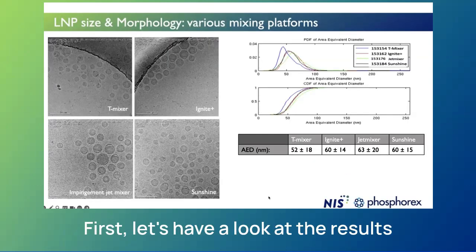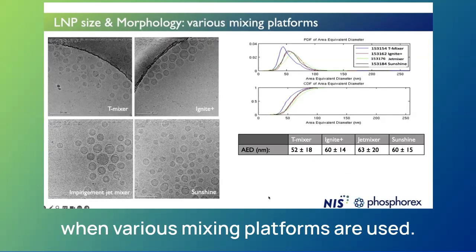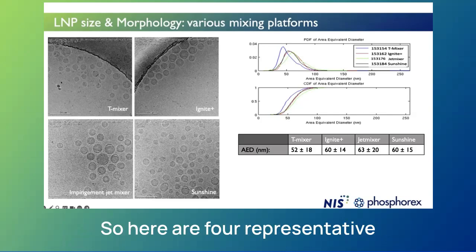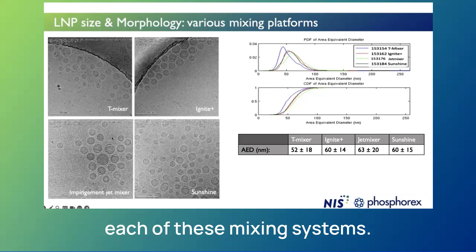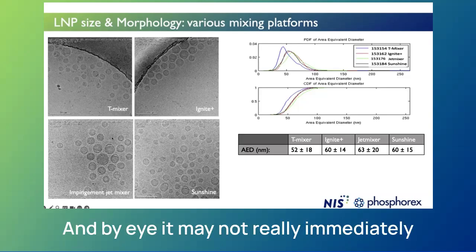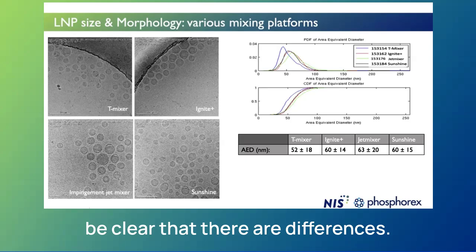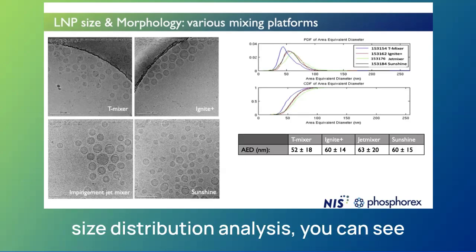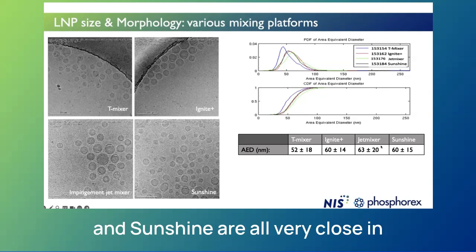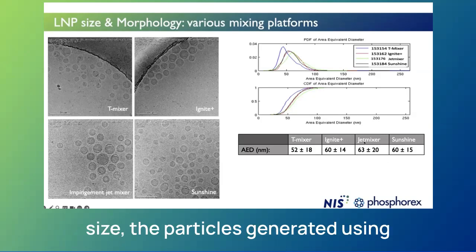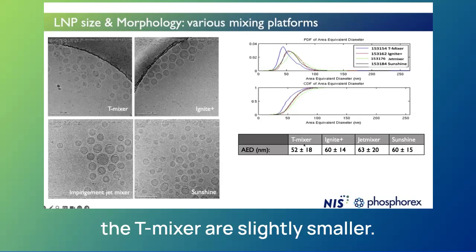First, let's have a look at the results when various mixing platforms are used. So here are 4 representative images of LNPs generated by each of these mixing systems. By eye, it may not really immediately be clear that there are differences, but when performing a quantitative size distribution analysis, you can see that although the Ignite, Jet Mixer, and Sunshine are all very close in size, the particles generated using the T-mixer are slightly smaller.